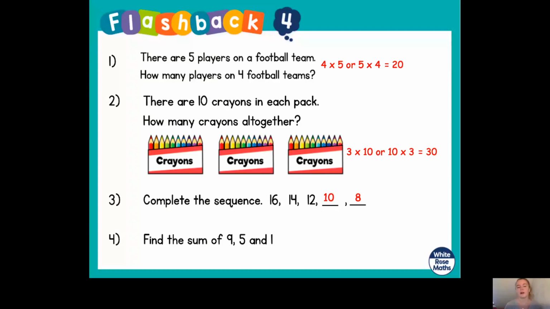Now, number 4, find the sum of 9, 5 and 1. Well, did you remember how we made it easier for ourselves last lesson? Yes, we looked for a number bond to 10, didn't we? Can you see a number bond to 10 here? Yes, I can too. It's 9 and 1. 9 and 1 equals 10. So if we know those 2 numbers equal 10, all we need to do is add the other number. So 10 plus 5, which is 15. Fantastic. Well done if you got that right. Now let's move on to today's learning.